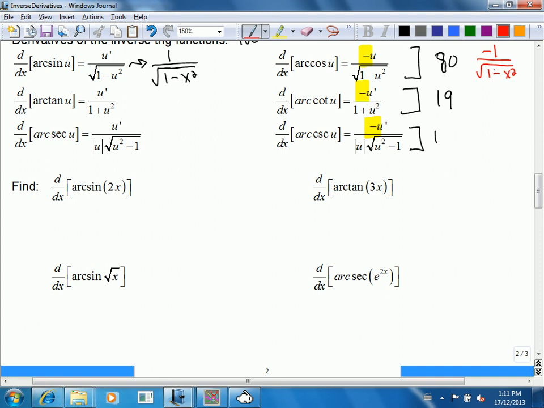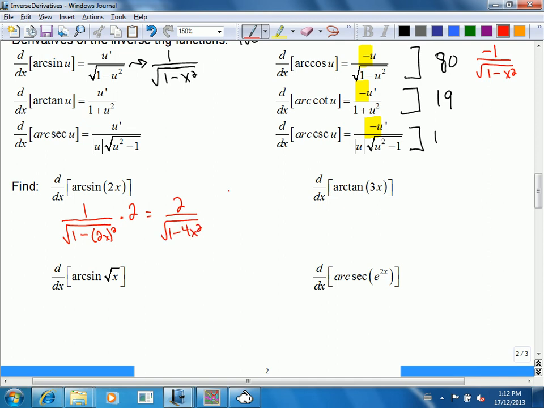Because then when I come across something like this, all I'm thinking of is it's going to be 1 over root 1 minus 2x squared times the derivative of the inside, which is 2. So this would be 2 over root 1 minus 4x squared.